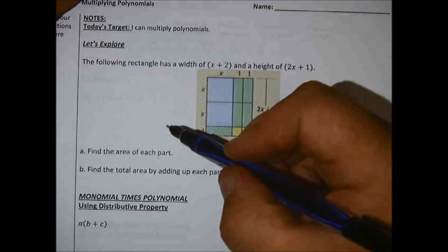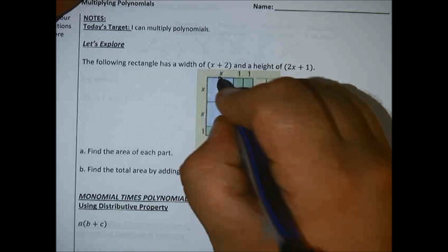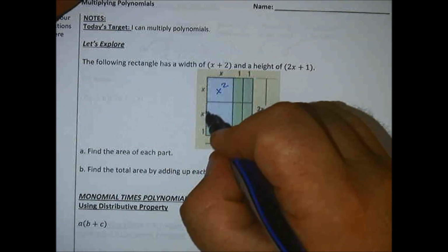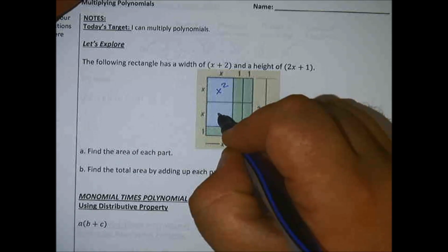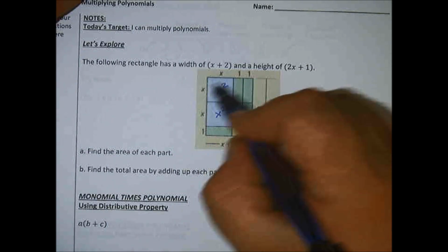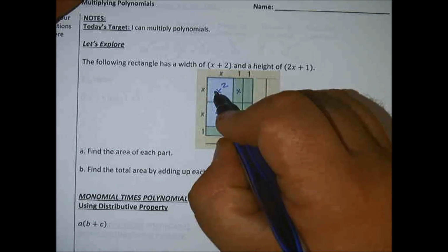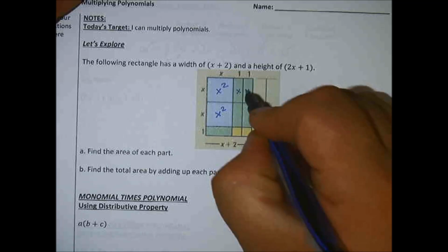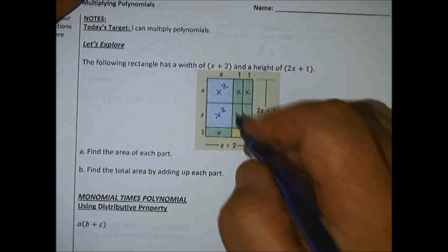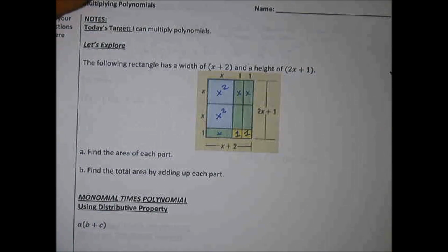What I want to start off doing is part A here. Find the area of each part. What's x times x? Well, that's x squared. And here's another piece that's the same size. It's also x squared. And then here I have x times 1. I have a bunch of those green spots. X times 1 is x, x, and x. And then what's 1 times 1? Well, that's just 1. Okay, and I have a couple of those.